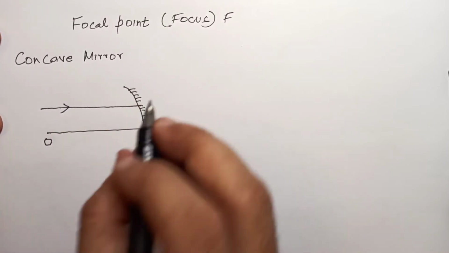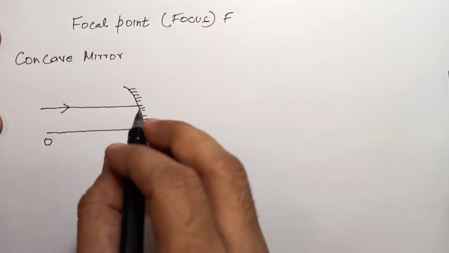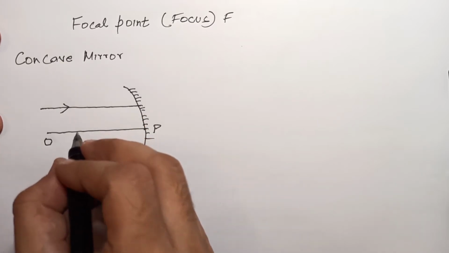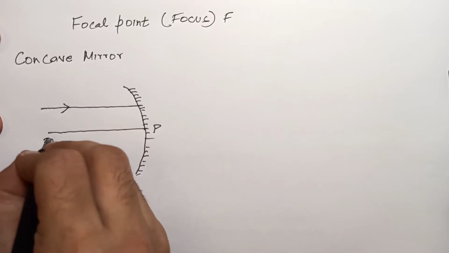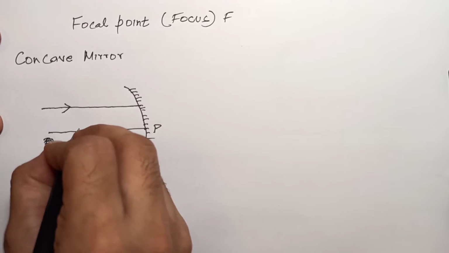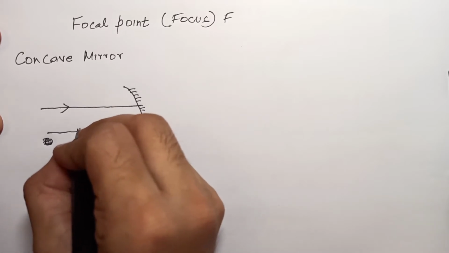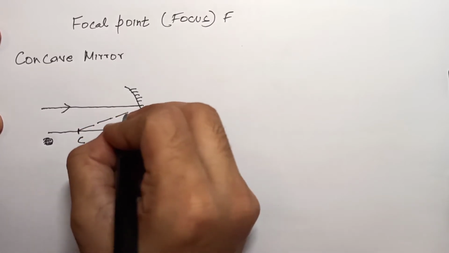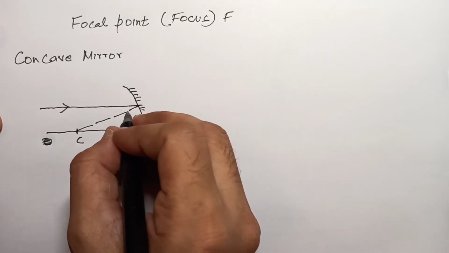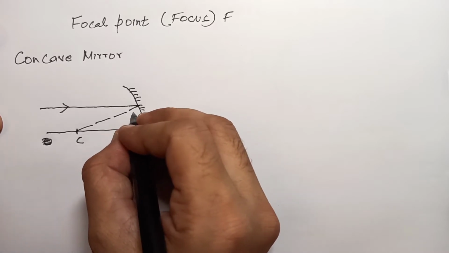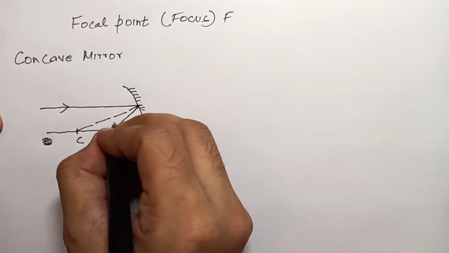So what we will do is, remember, first we will draw the normal. Now the normal always passes through the center of curvature, this will be C, here. So the normal would be something like this. Now the angle of incidence would be equal to the angle of reflection, so this ray will get diverted and it will go here.